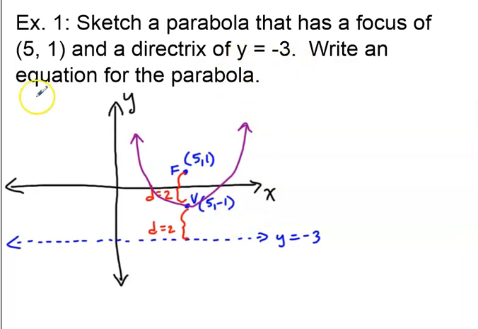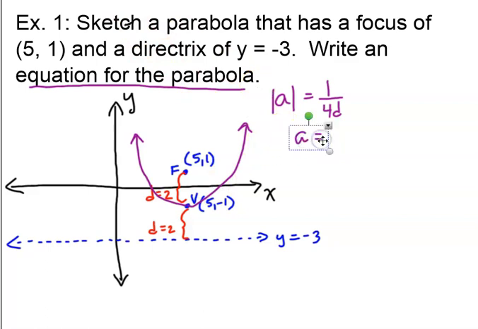Now we just have to write our equation. Well, we can start out by figuring out what a must be. The absolute value of a is 1 over 4d. Now we just need to figure out if a should be positive or negative, and I know you know it should be positive, right? It's concave up. So therefore, a equals 1 over 4d, 1/8, right? Where d is 2. So now we've got that piece. Now we can just write the equation in vertex form. So pause the recording and write out that equation. Play the recording when you're ready.